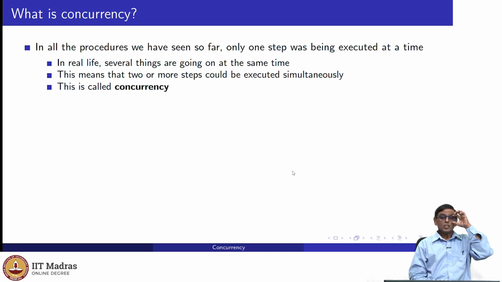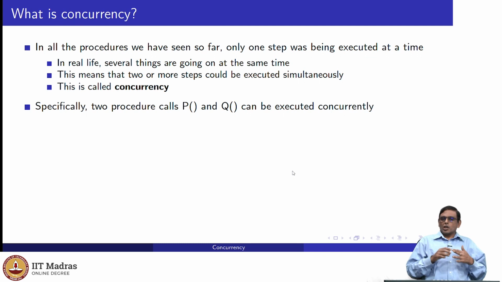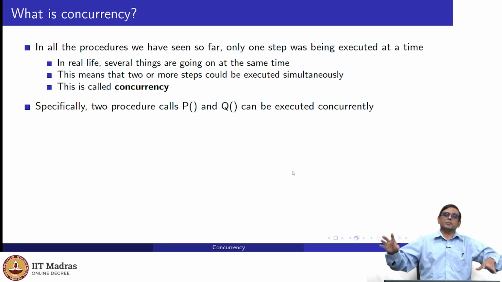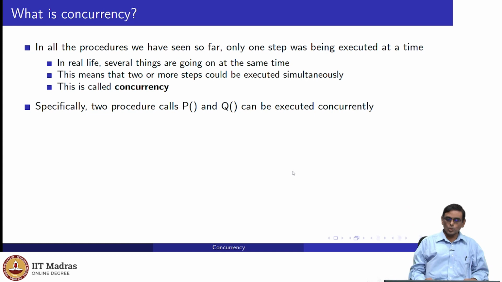Specifically, we can consider that there are two procedure calls, P and Q, which can be called concurrently. We can call a procedure P and then call another procedure Q, and P and Q are executing together. P is at some step, Q is at another step, then P proceeds to one step, Q proceeds to another step, and they go on together. So how do you call procedures P and Q concurrently?